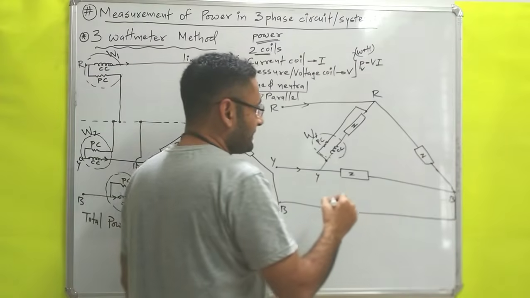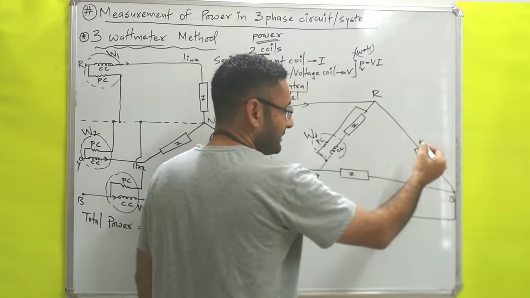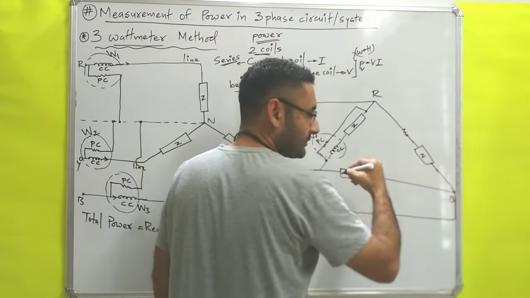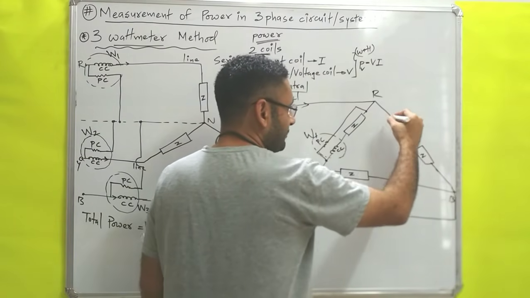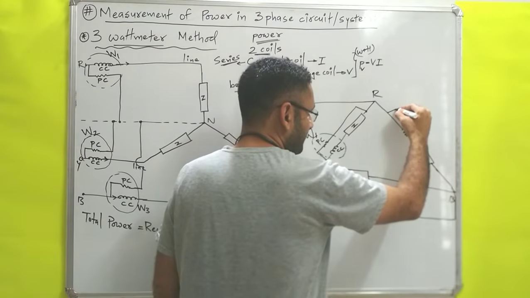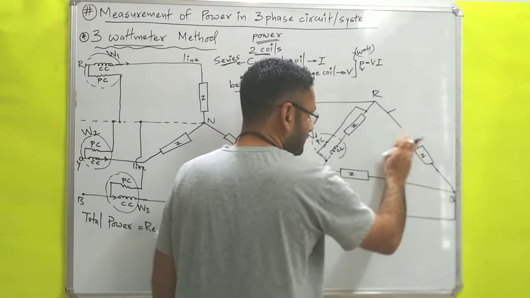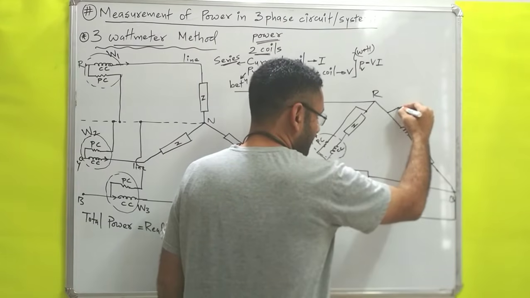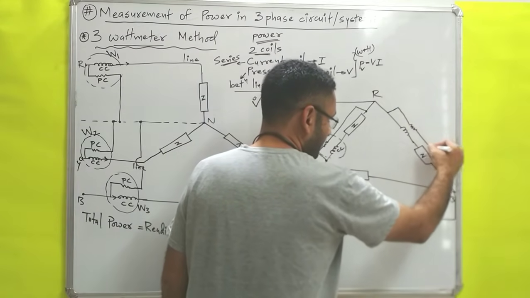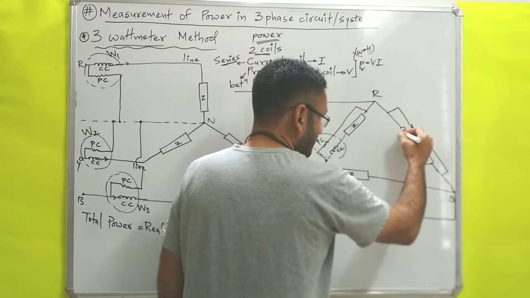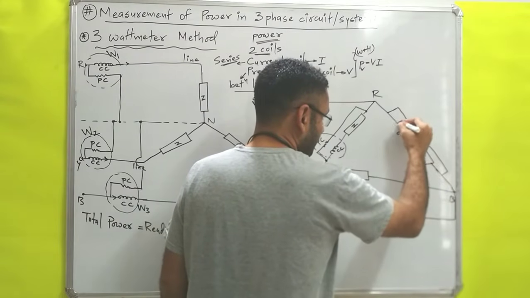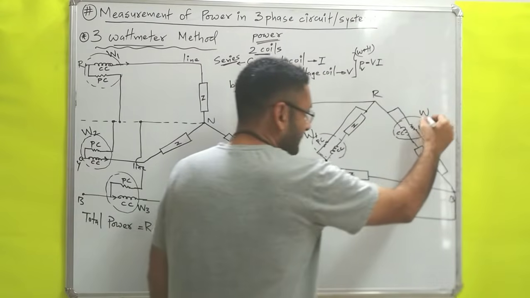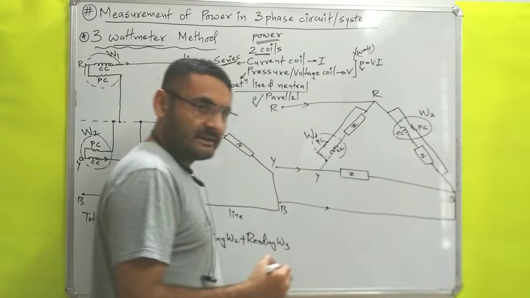Similarly, another load is there. Again, the current coil will be connected in series with the load. Then whatever pressure coil is there, I will connect parallel with that. So notice the symbol is different for the current coil. It is like this, and that is parallel, which is the pressure coil with the second load. Current coil and pressure coil create one wattmeter, which will measure the power and provide the W2 reading.